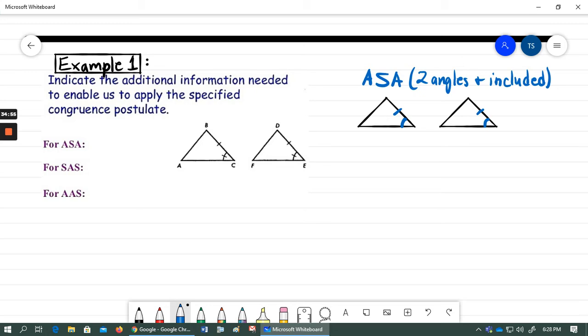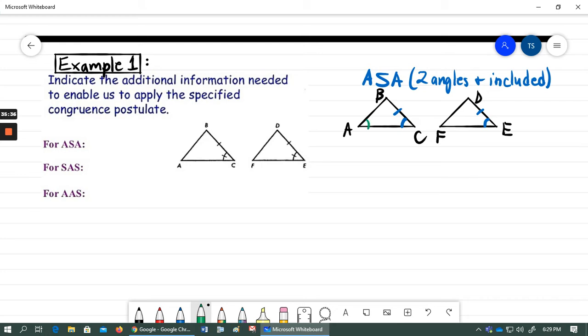Let me go ahead and mark these angles. Angle A, angle C, angle B. And these three: angle D, angle E, angle F. All right, so in order for this to be congruent by angle side angle, there are only two angles that we have to choose from.